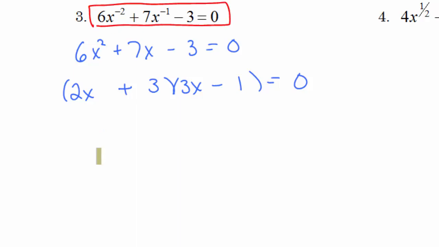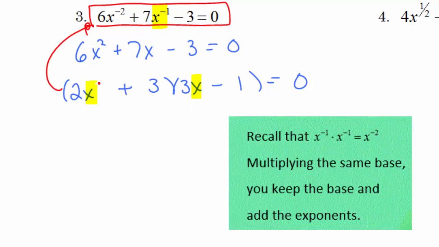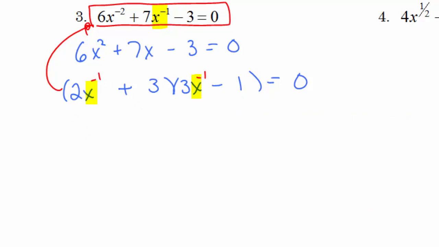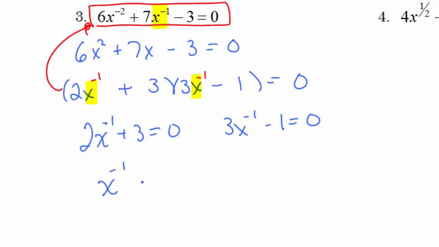And what would you change? You're going to change the exponent. So instead of x, again, now we're going to factor that. We're going to change that to the negative 1 power. So I'm going to solve, I'm going to set both of these equal to 0. I'm going to solve for x to the negative 1. And then I have to remember, how do I get rid of that x to the negative 1?